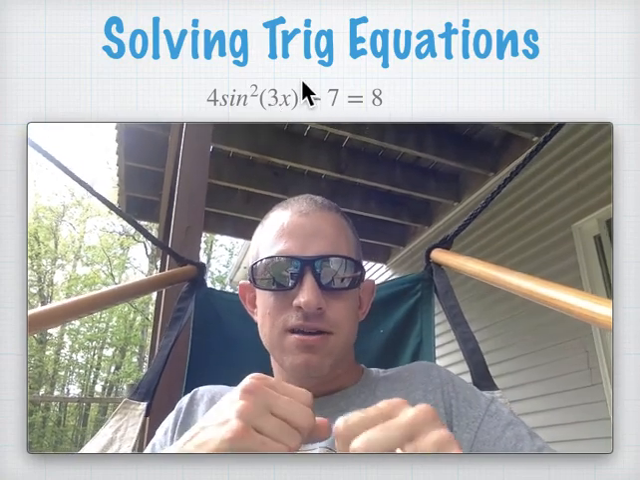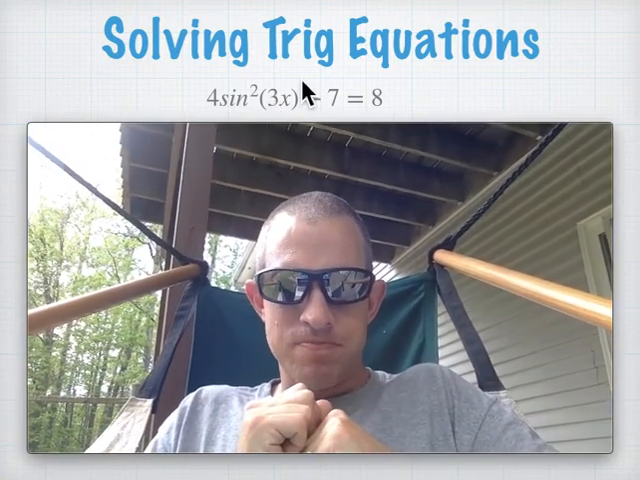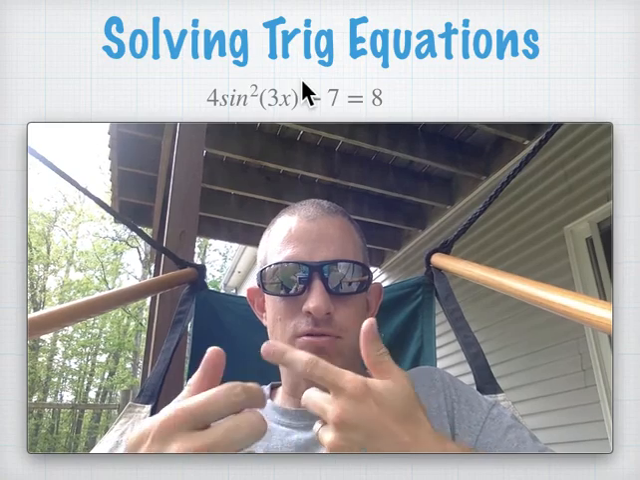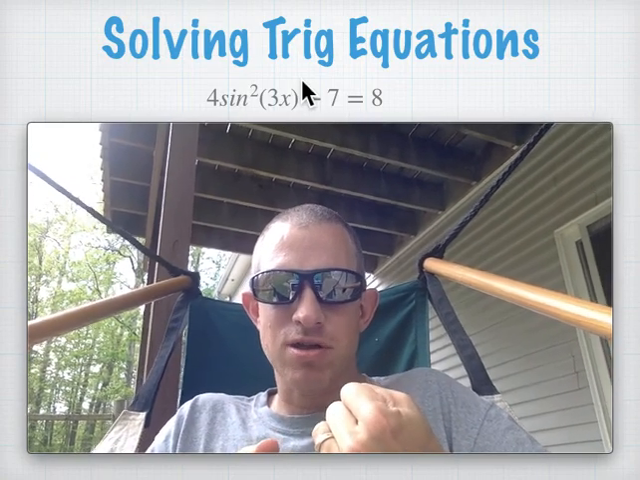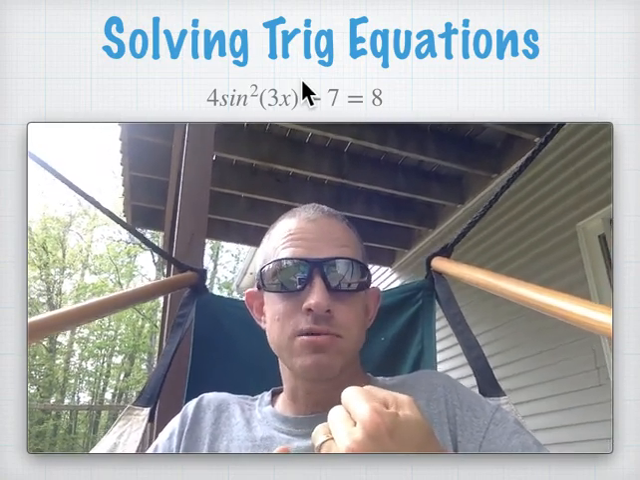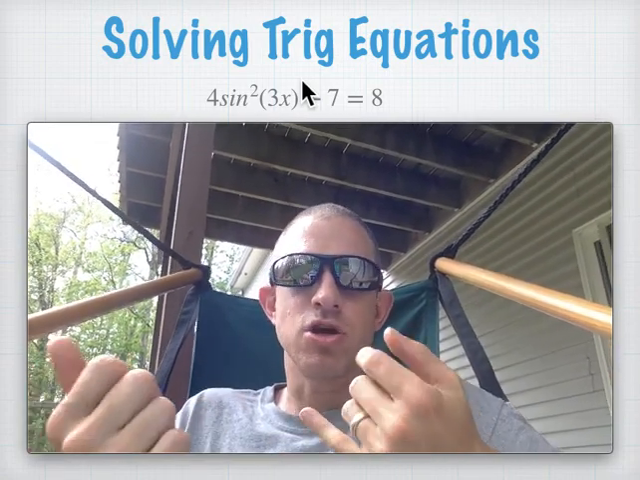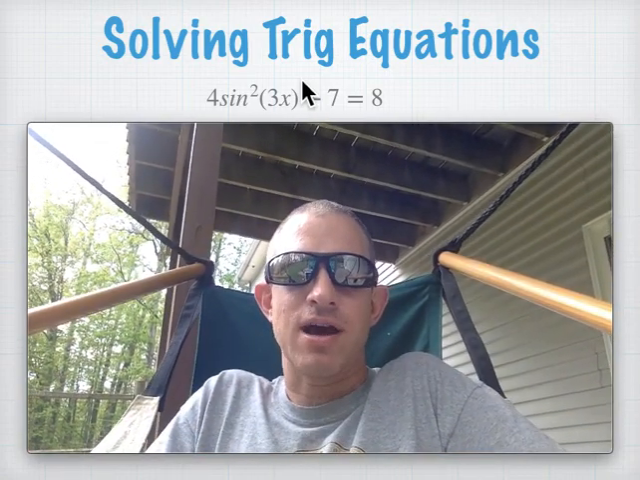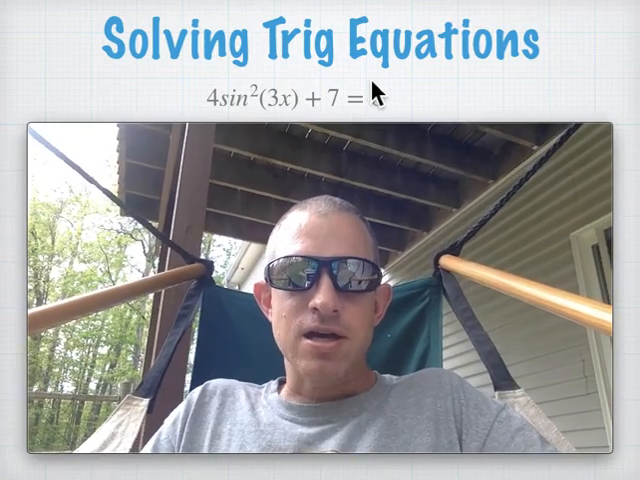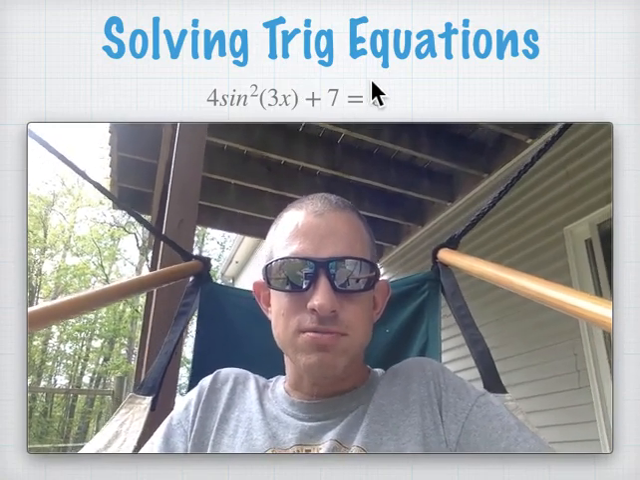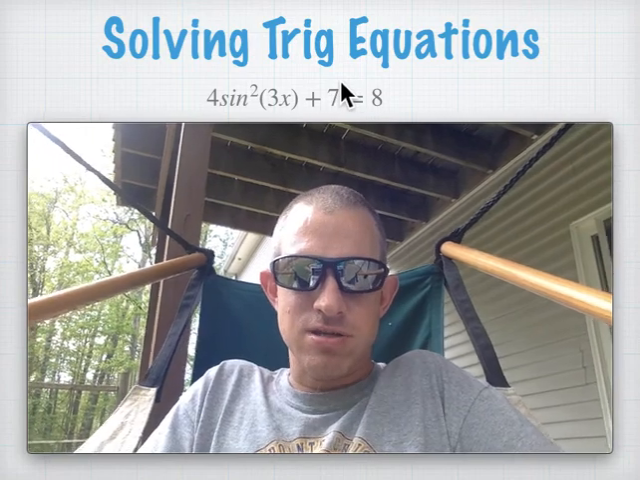Once I have sine of 3x on one side and a number on the other, then I will do some sort of angle lookup, either typing it in my calculator or, if it's one that comes out nicely, which this one will, then I'll just know it, right? Sine of 30 is 1/2 or something like that. And usually you're done, but sometimes there's some additional things that need to be considered.